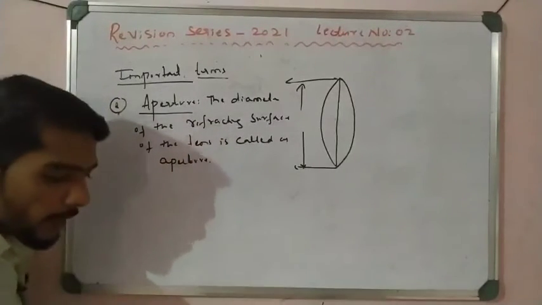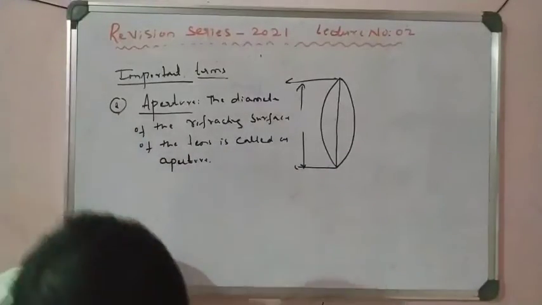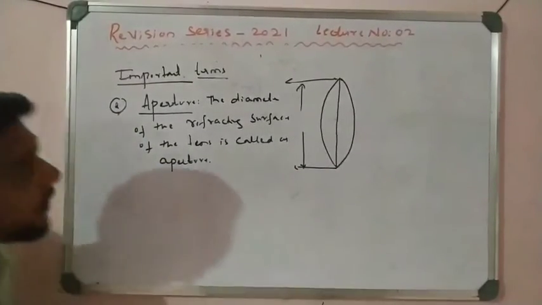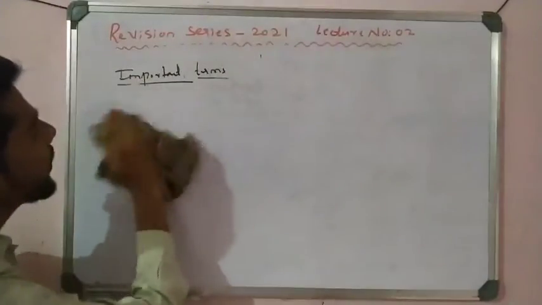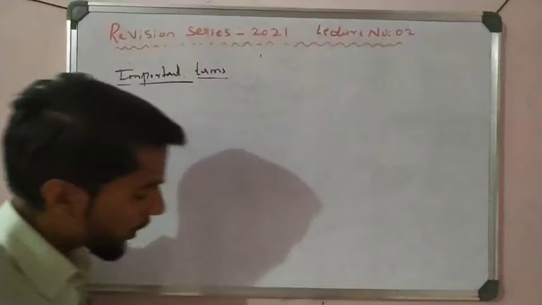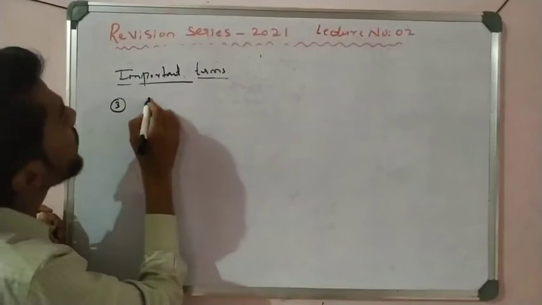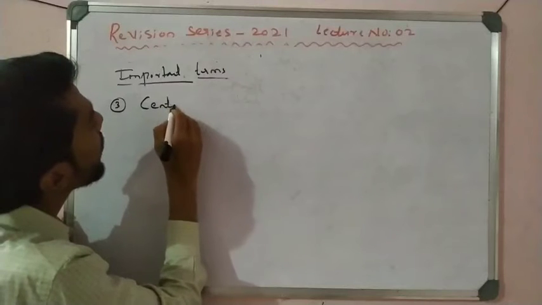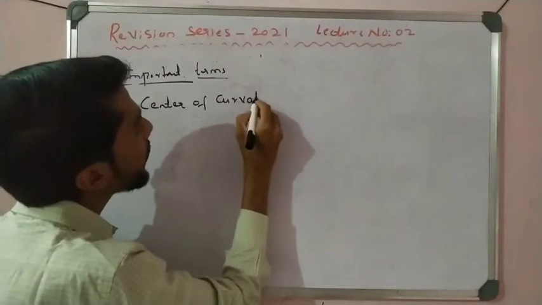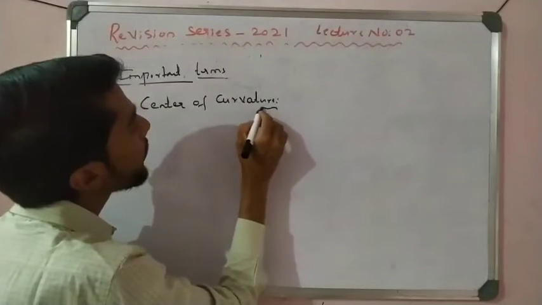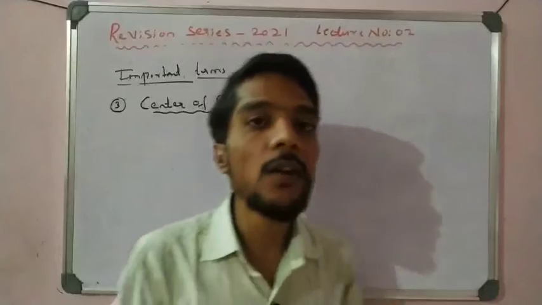Is called as aperture. Okay, students, this is the second term which has to be revised very carefully, right? Now let us see the next important term, which is the third one, that is center of curvature. What is center of curvature?